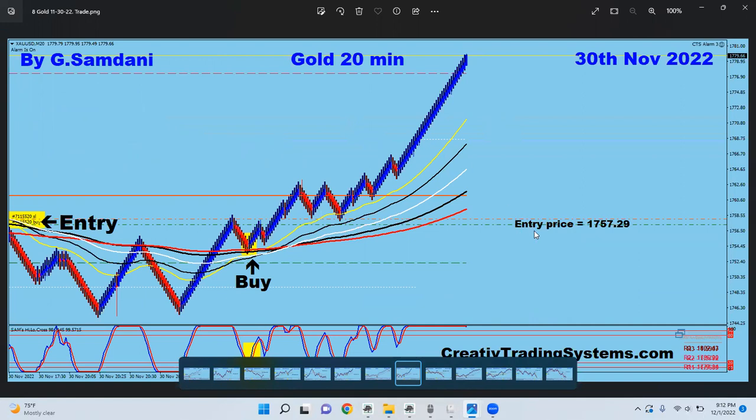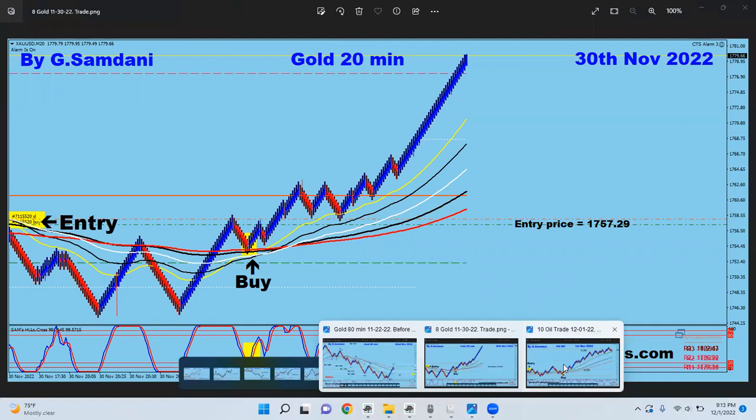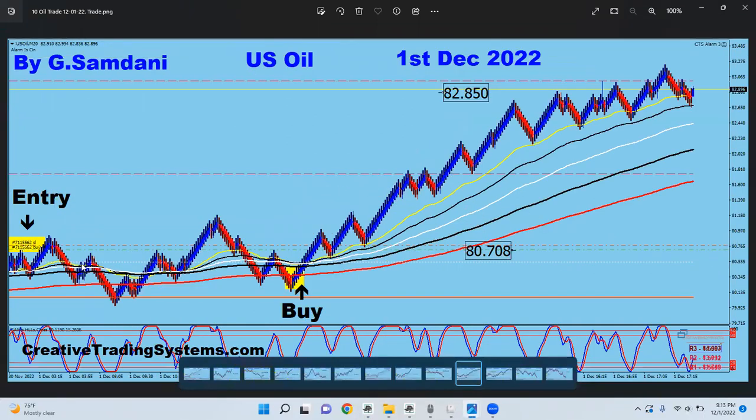So enough is enough, right? Entry price was 1757, and I took it all the way to 1779, so that's enough. No big deal. I also had a very nice oil trade today, so no complaint. This is the buy order here, with the SL moved to break even, from 80.70 all the way to 82.85, the price when I closed. These two things that I had, let me see if I'm recording.